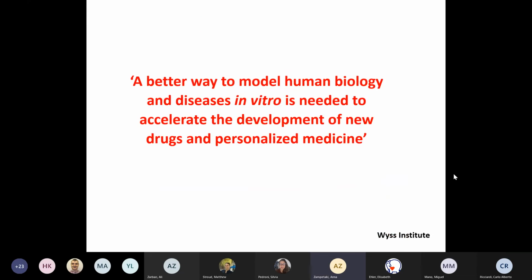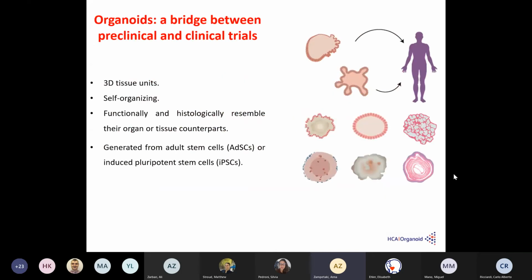The Wise Institute actually put it in this statement: a better way to model human biology and diseases in vitro is needed in order to accelerate the development of new drugs and personalized medicine. And this is where organoids become the center of attention. Organoids are actually human organ models that may work as the bridge between preclinical and clinical trials.